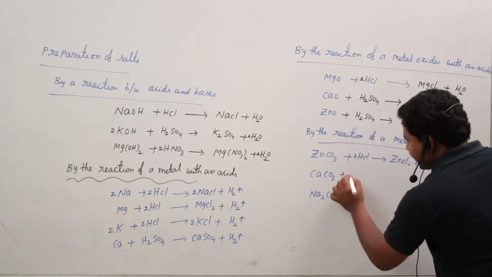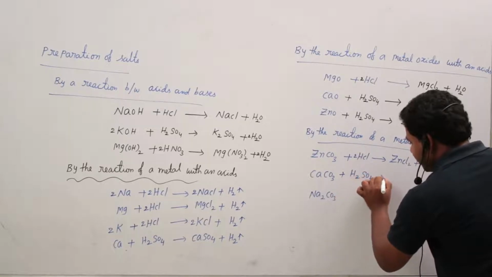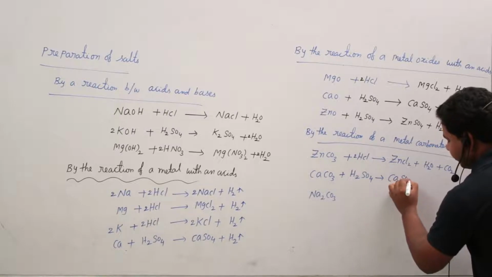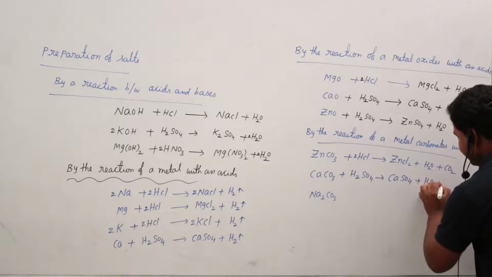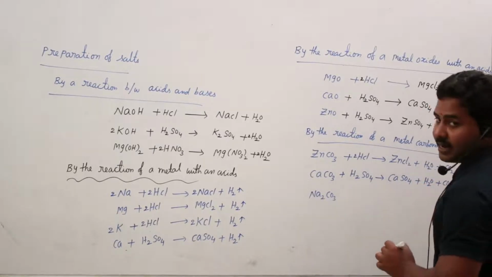Calcium carbonate is reacted with sulfuric acid. Now we get calcium sulfate, CaSO4, and water, and carbon dioxide gas is evolved. Now the total equation is balanced.